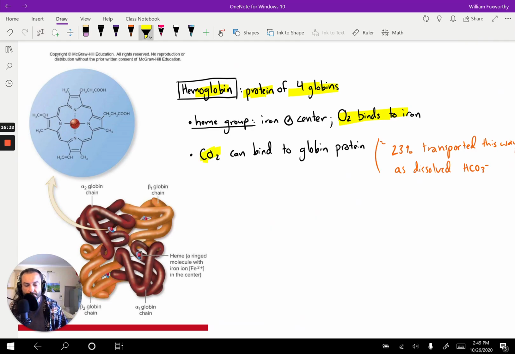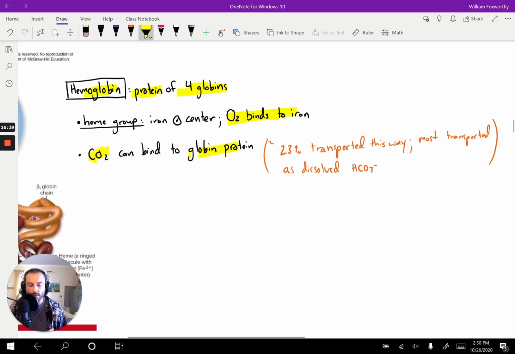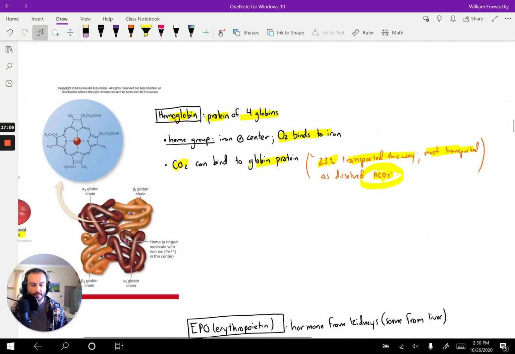CO2 is also capable of binding to hemoglobin, and instead of binding to the heme group, it binds to the globin protein, but only about 23% of CO2 is transported this way in the blood. Most of the CO2 has this reaction with hydrogen atoms, and it ends up being dissolved and transported as bicarbonate. So anyway, the majority is transported dissolved.